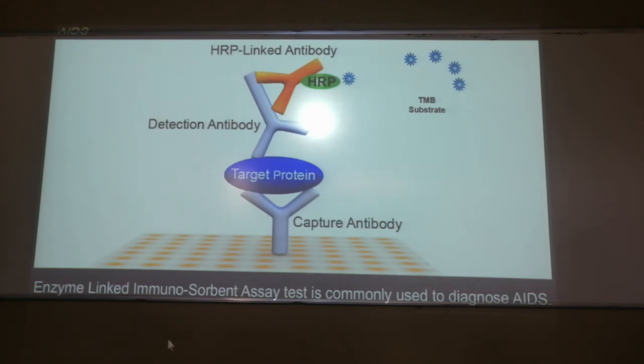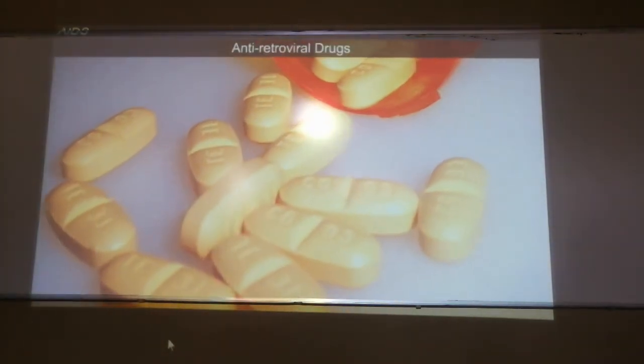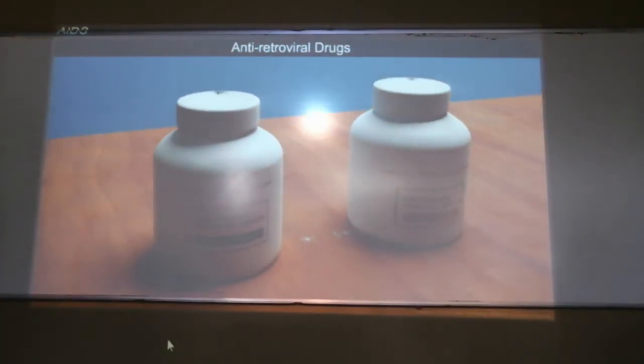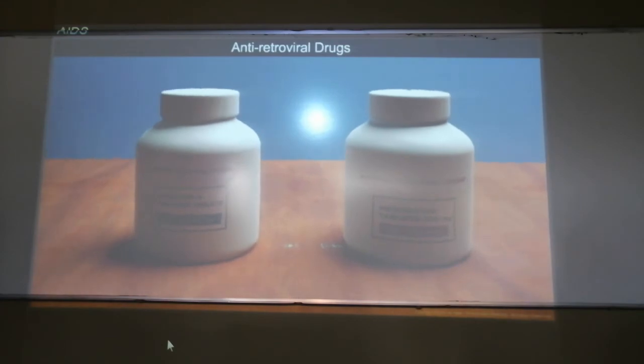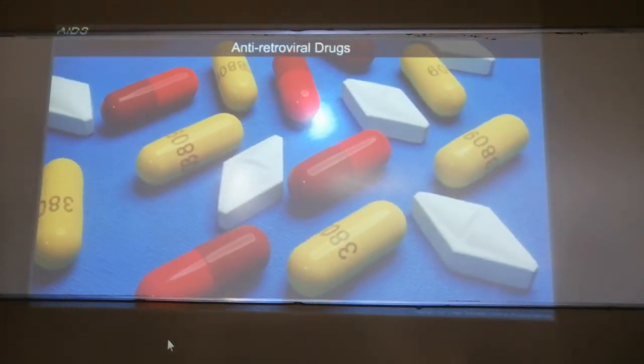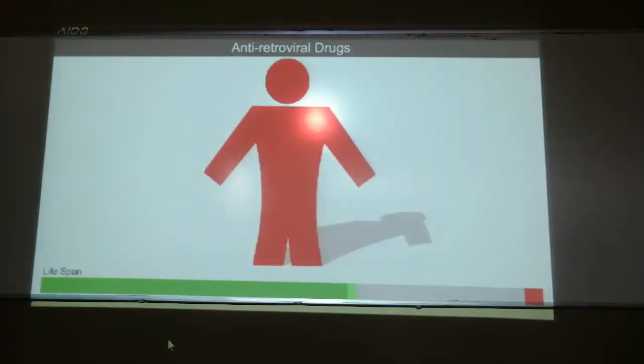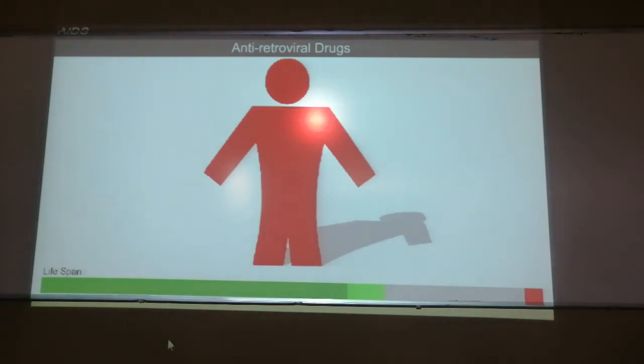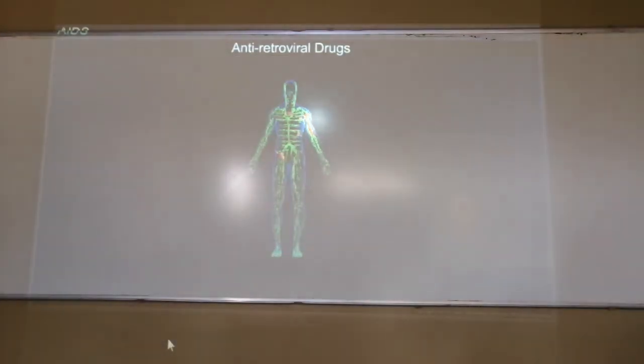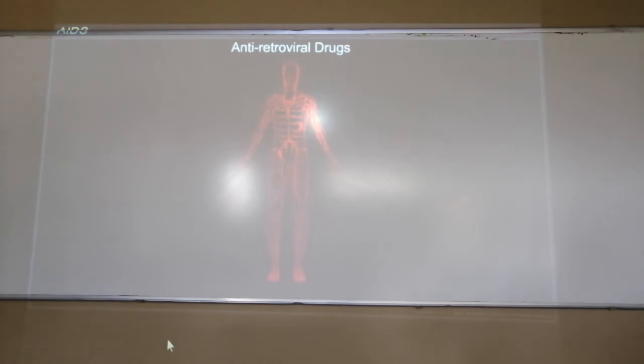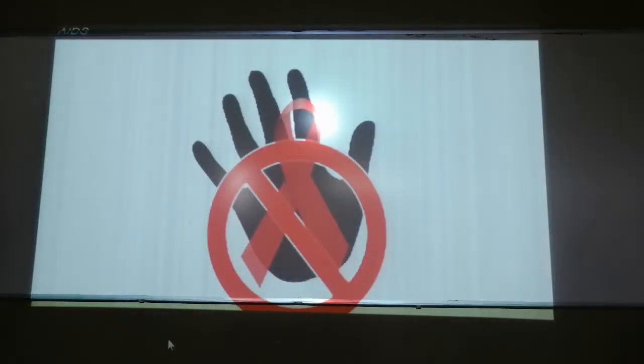Now you can see here, the enzyme linked immunosorbent assay, the ELISA test, is used for the diagnosis of AIDS. Antiretroviral drugs are also available which will enhance the immunity, but as I have told you, there is no cure for this. So the lifespan of people is obviously greatly reduced when a person is infected with AIDS.